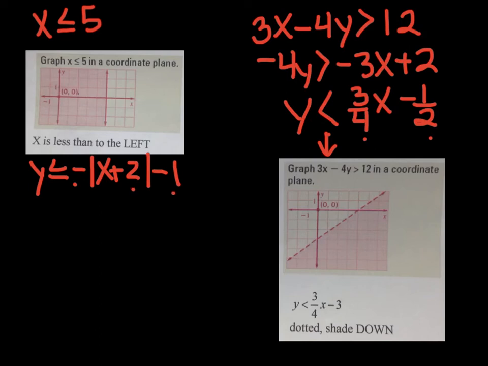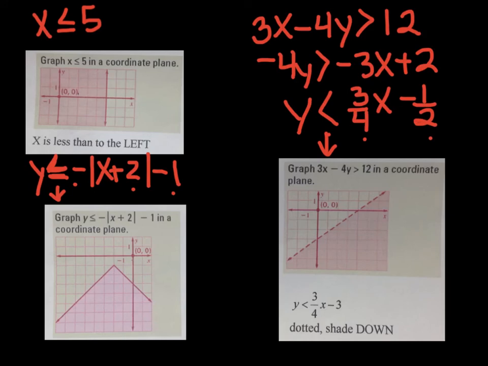And then because it says less than or equal to, we'll use a solid line and less than goes down, like this. So you see it is reflected over the x-axis, so it's going this way. It's left 2 and down 1 from where it normally was, and then less than is everything shaded below it.